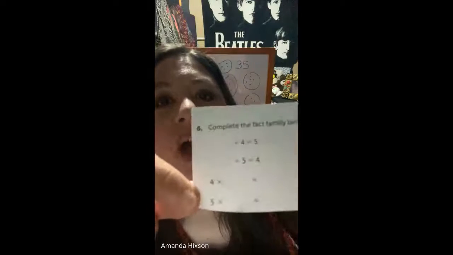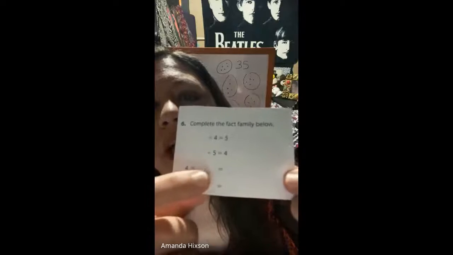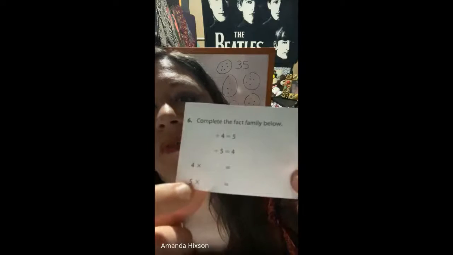So the question is, are you guys ready? Okay. The question is, complete the fact family below. Blank divided by 4 equals 5. Blank divided by 5 equals 4. And then this is the same fact family: 4 times something equals something, and 5 times something equals something. See if you can come up with the 4 equations for that fact family.